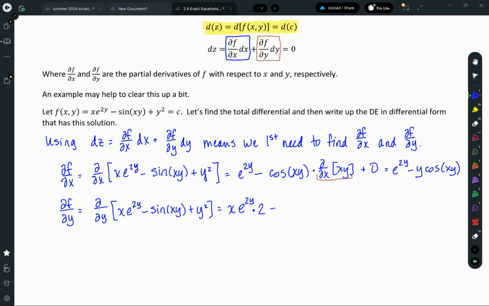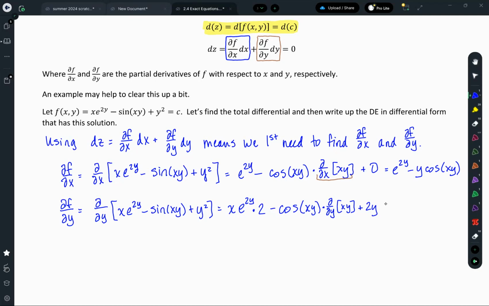Minus, we're dealing with the minus sine of xy again. The derivative of that with respect to y is another chain rule. The outer function is sine, so the derivative of minus sine is minus cosine of our angle xy, times del y of the xy. Next is the y squared, and the derivative with respect to y of y squared is just 2y.